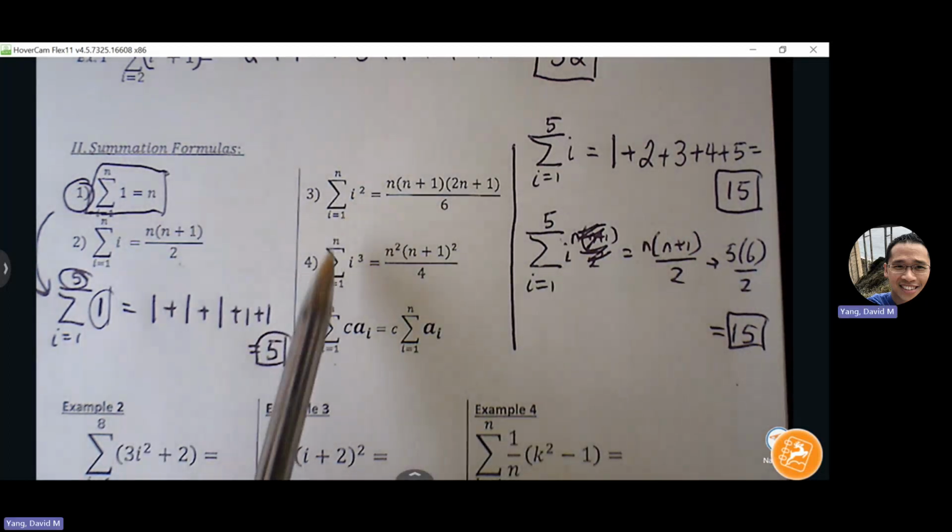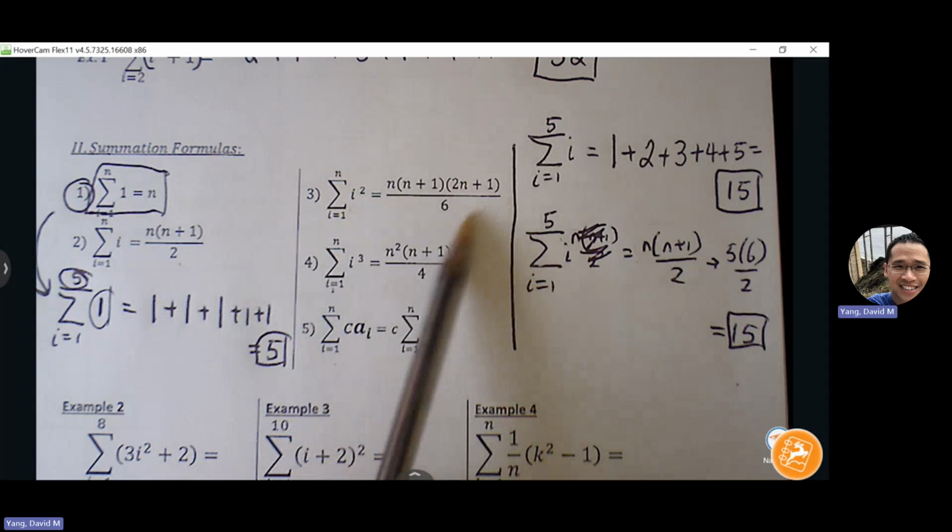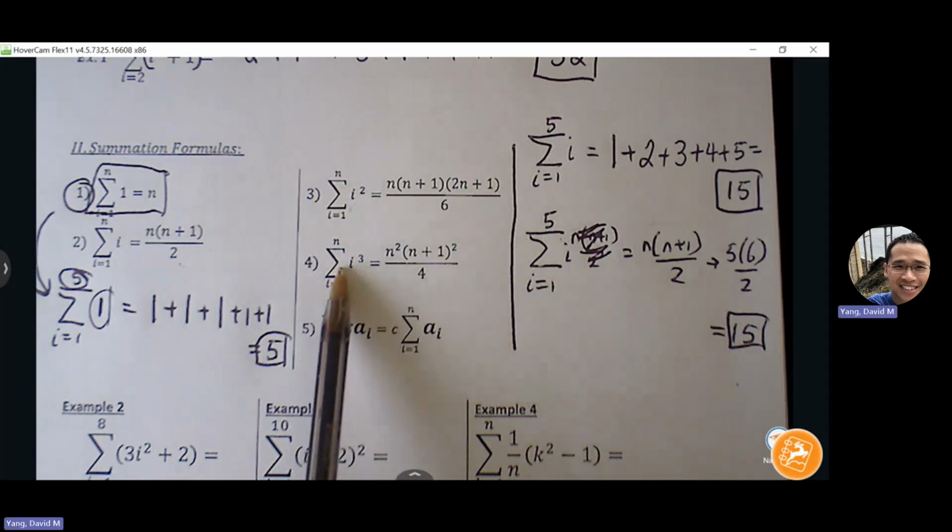And hopefully the third and fourth rule makes sense as well. This would be 1 squared plus 2 squared plus 3 squared plus 4 squared plus 5 squared up until whatever my upper bound is. Rather than adding up all those terms, this formula will get to my sum a lot faster. Okay. This one will be 1 cubed plus 2 cubed plus 3 cubed plus 4 cubed.